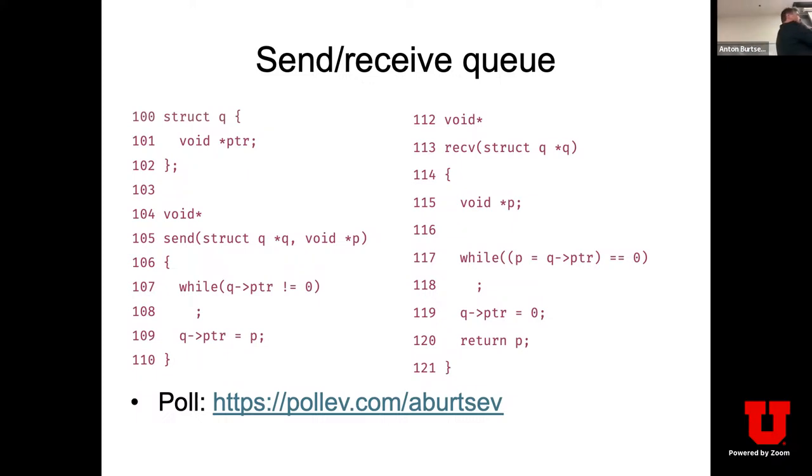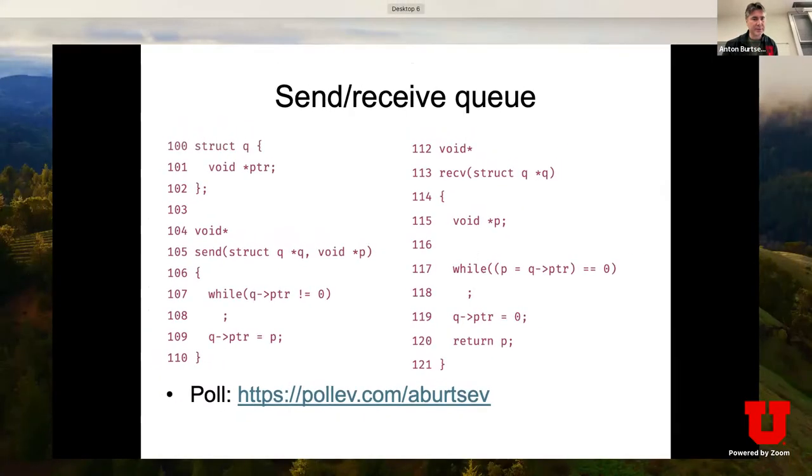Question? How likely is it that after the first load in the receive function, it just continues reading from the cache? What do you mean? That's probably a good question, but just explain what you mean. So, while P equals Q pointer, this would be a load instruction that will load Q pointer predominantly into the L1. And as the while loop continues, could it keep checking that value in the L1? Given that there is no network involved. Yeah, the only network is cache coherence, right?